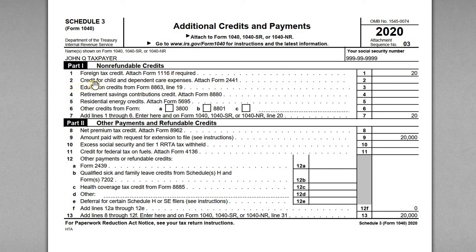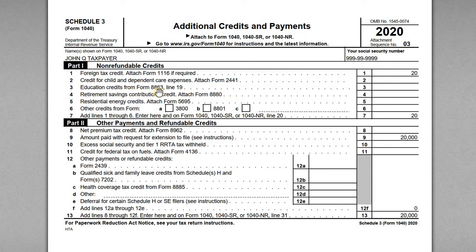Line 2, credit for child and dependent care expenses. If you have a child that is your dependent and you pay for child care, you may be eligible for a tax credit to recoup some of those expenses. In order to recover that, you would include the Form 2441, and whatever the amount is that is creditable would be entered here on line 2.